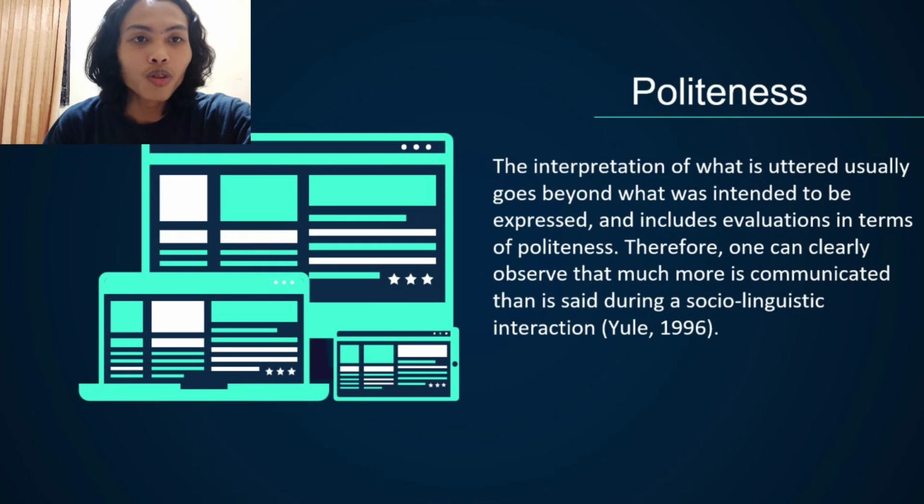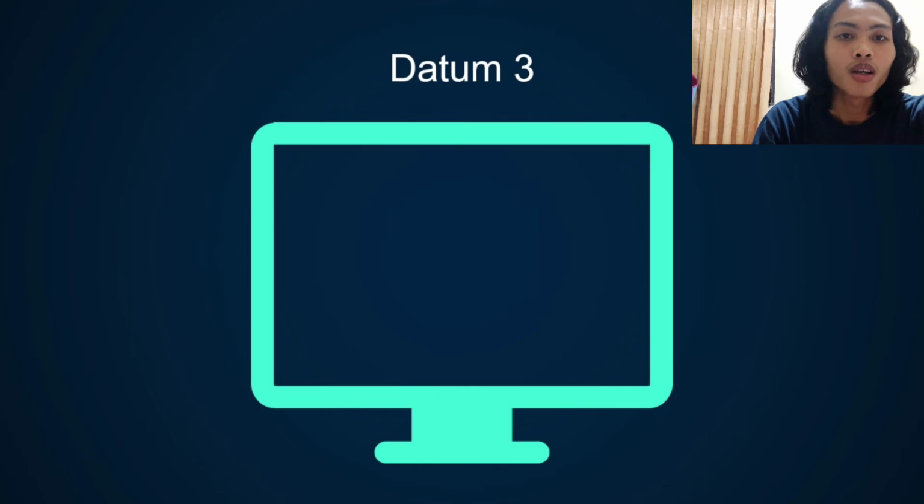Now I will move to politeness. In politeness, the interpretation of the utterance usually goes beyond what was intended to be expressed and includes evaluations in terms of politeness. Therefore, one can clearly observe that much more is communicated than is said, during a sociolinguistic interest by Uefho. I analyze some politeness data as follows.